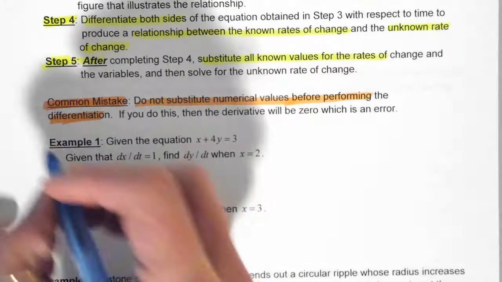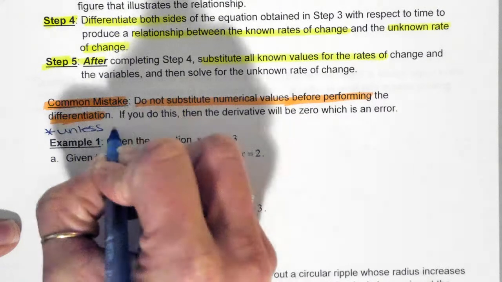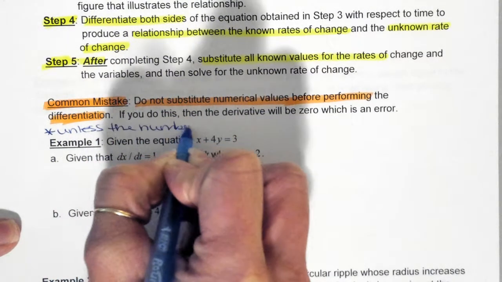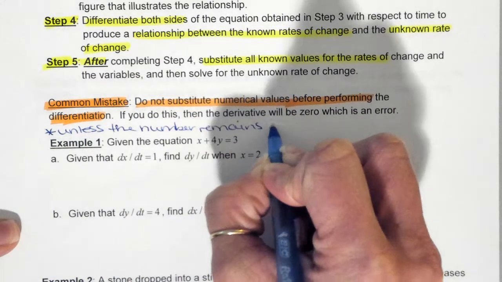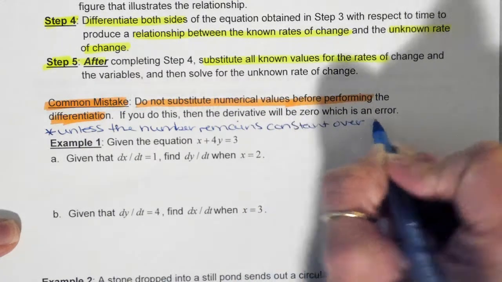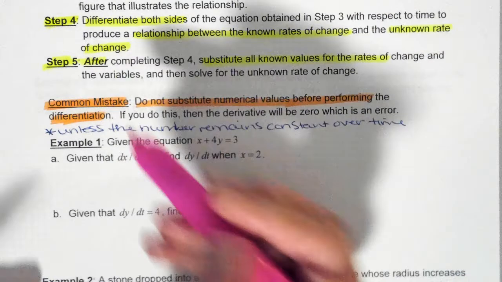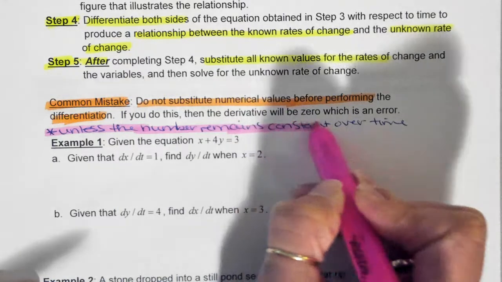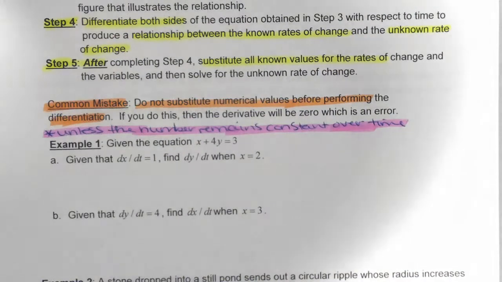There is one exception. Unless the number remains constant over time. And we have a problem in here that we're going to talk about. That actually applies that. So if the number is going to remain constant over time, then you can plug it in. Otherwise, you have to wait until after you've taken the derivative.